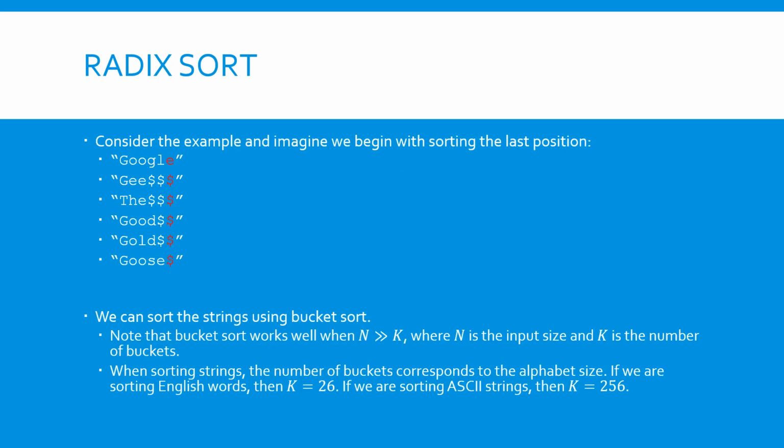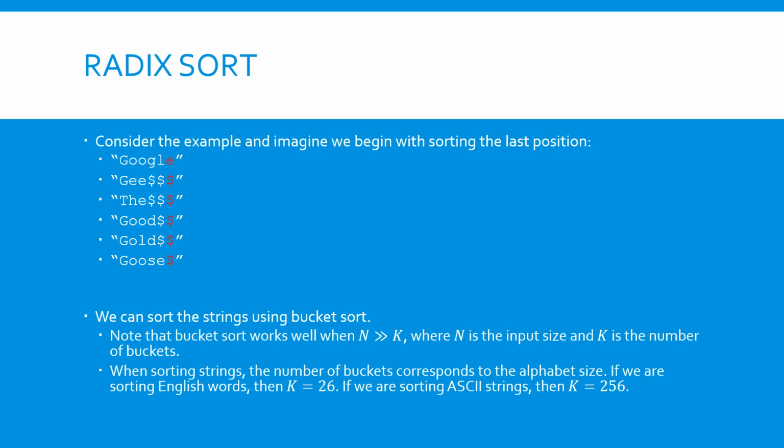Okay, let's go back to the example. With the LSDF scheme, we will first sort the strings based on the last characters. We will use bucket sort for this purpose. This is because in this case, the number of buckets we have is the same as the alphabet size.